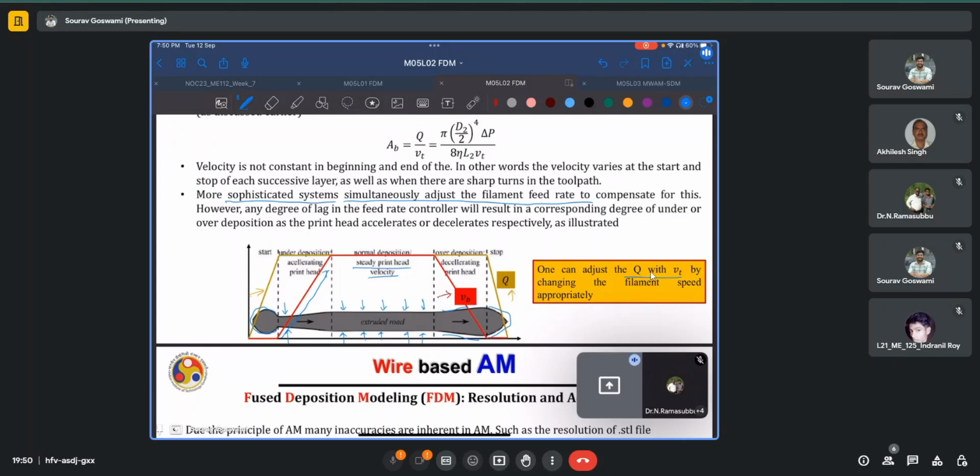However, as we discussed, even in this control system, there will be some lag as the information cannot be transmitted instantaneously. And this lag will actually lead to a corresponding degree of under deposition, such as here, or over deposition, such as these regions over here.